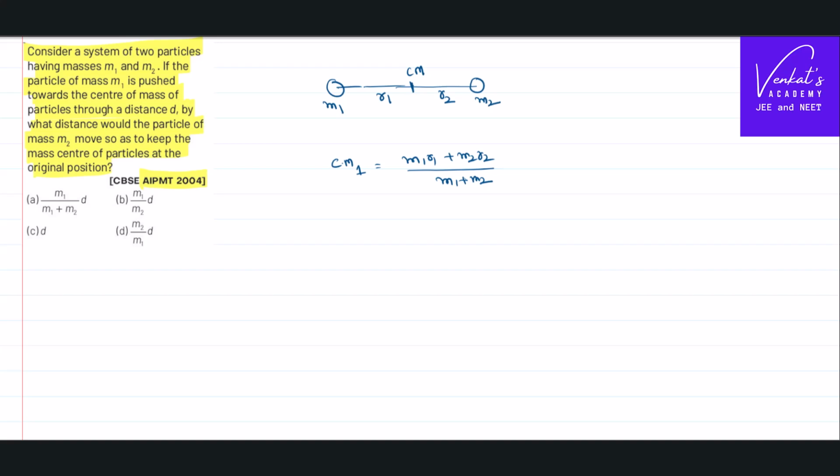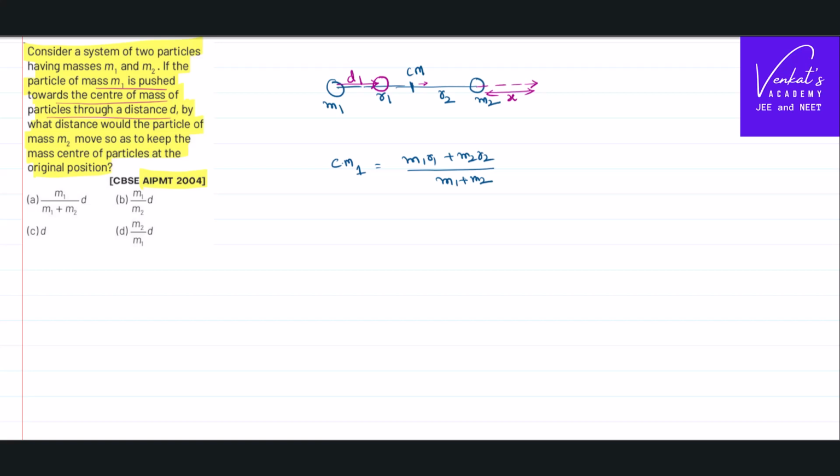Now what it says is, when the first particle m1 is pushed towards the center of mass through a distance d, it is now moved here by distance d. Because of this, the center of mass tends to shift right. To balance that, m2 also has to be moved away by some other unknown distance, say x. What is that x, so that the center of mass remains the same? That is the question.